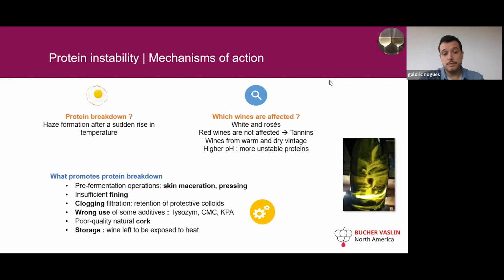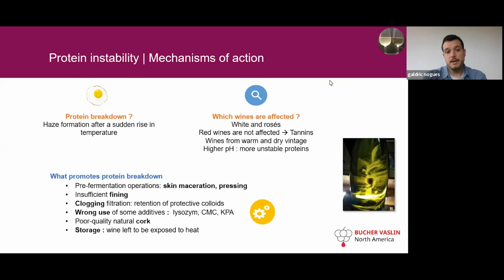Then as well, when you use a fining agent, but the rates are too low, for example, you will not remove all the unstable proteins. So there is a substrate that is still present in the must. You still have unstable proteins, and that's the risk as well to see a haze formation appear in the wine.